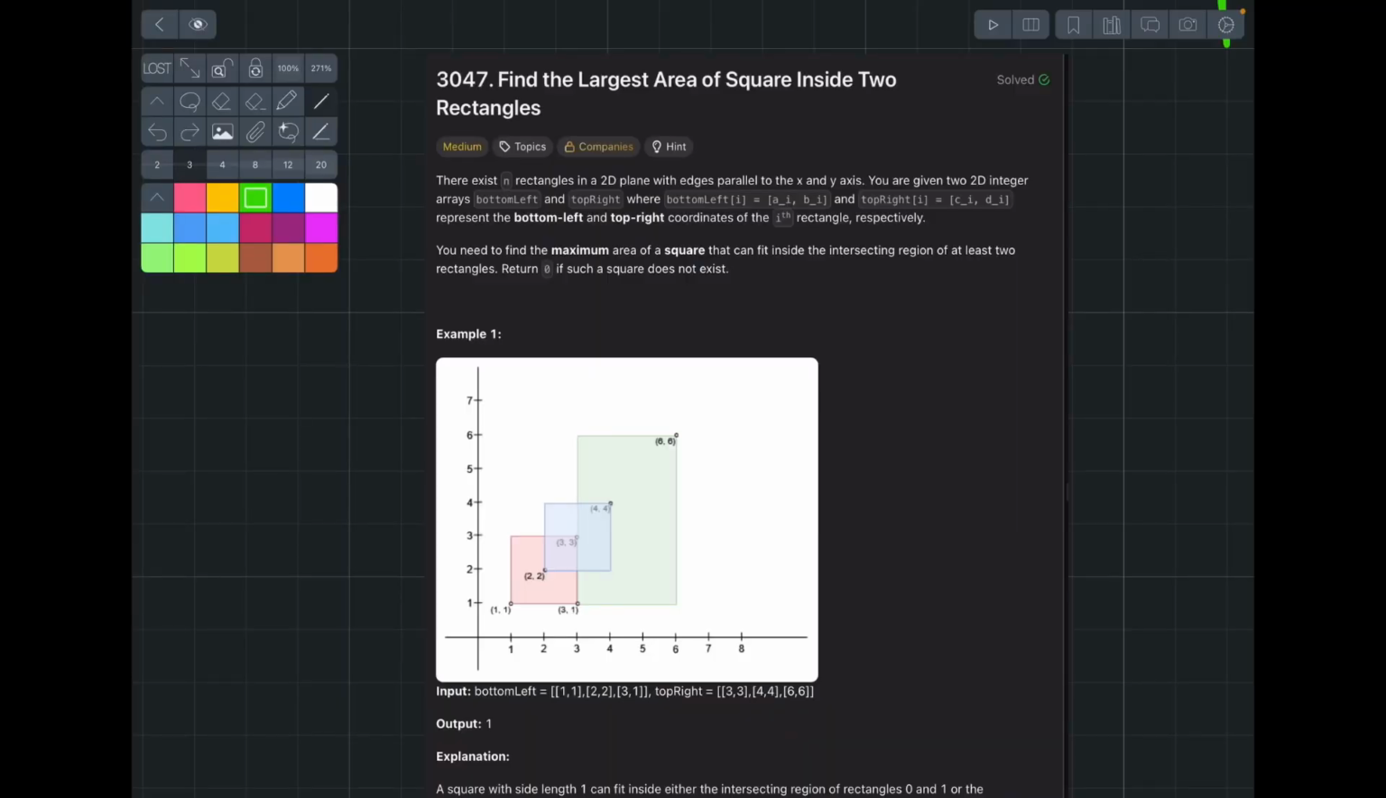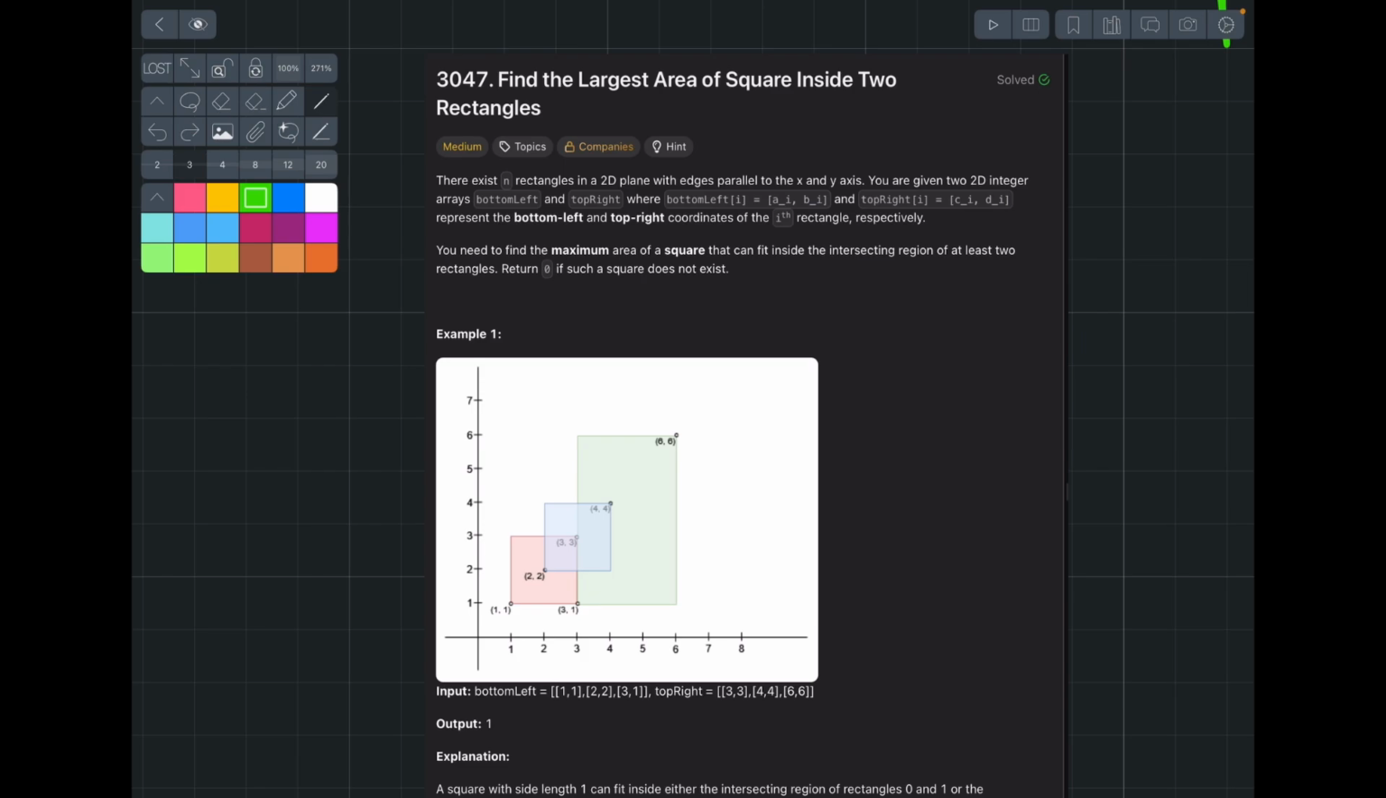Imagine you are given multiple rectangles on a 2D plane, and your task is to find not their merged area, but the largest possible square that can fit inside the intersection of these rectangles. At least two rectangles should intersect.